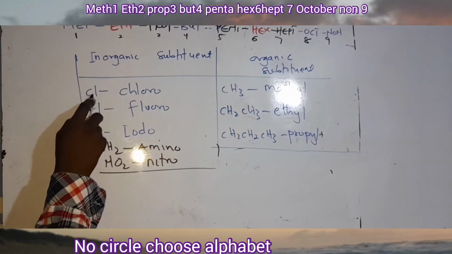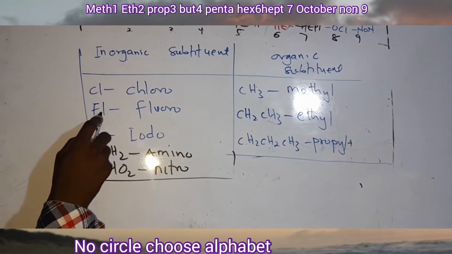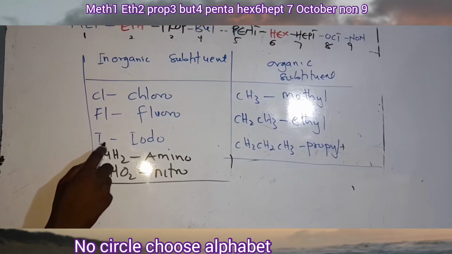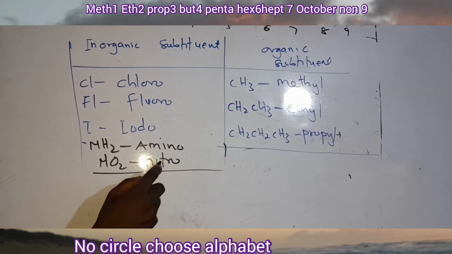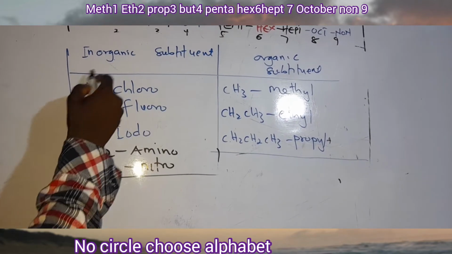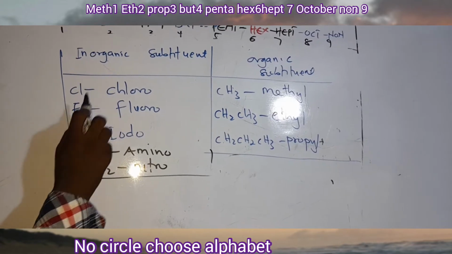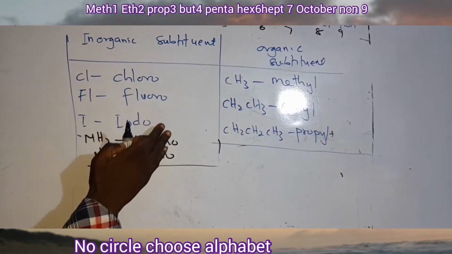So anytime chlorine is replacing a hydrogen atom, we'll call it chloro. If it is fluorine, we call it fluoro. If it's iodine, we call it iodo. This one becomes amino and this one nitro. Is that okay? So anytime we have this replacing or substituting a hydrogen atom, chlorine will now be called chloro, fluorine will be called fluoro. So these are inorganic substituents.